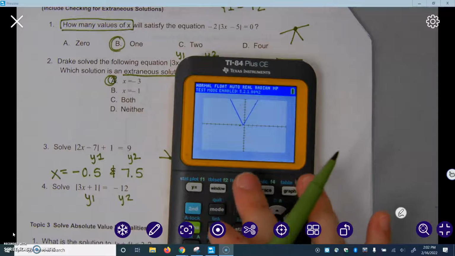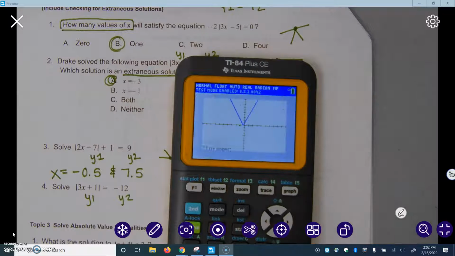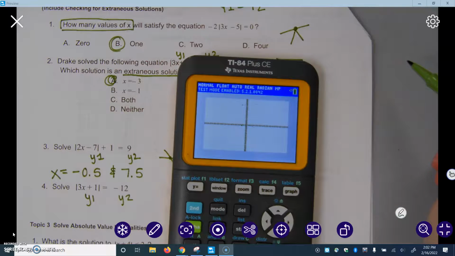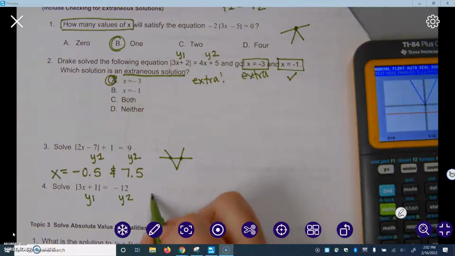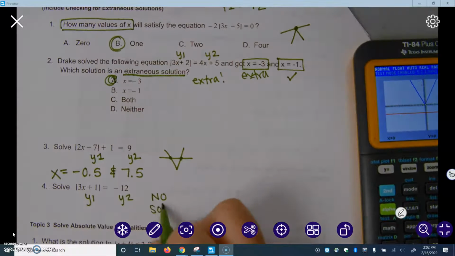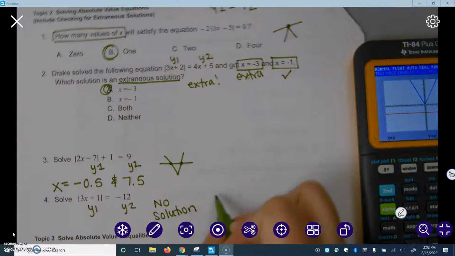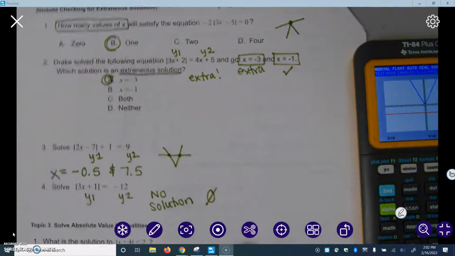So I'm going to zoom out. So zoom 3 and then hit enter. And there it is. So they do not intersect at all. So if they do not intersect, we say no solution. Or you can put a 0 with a slash through it.